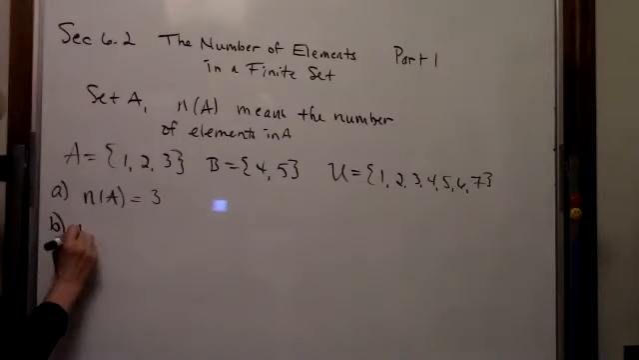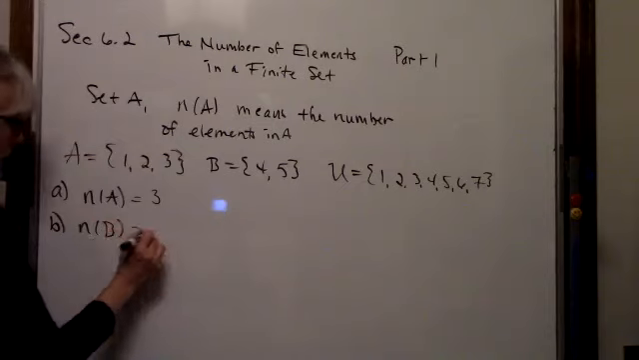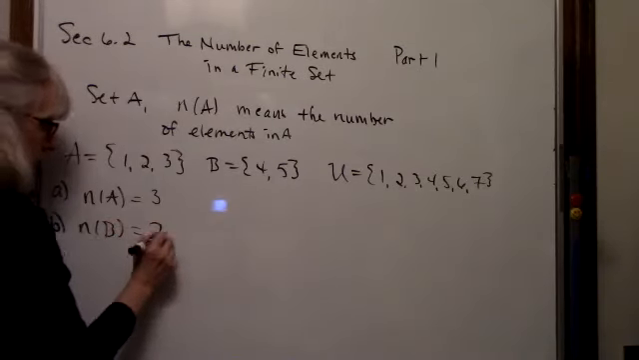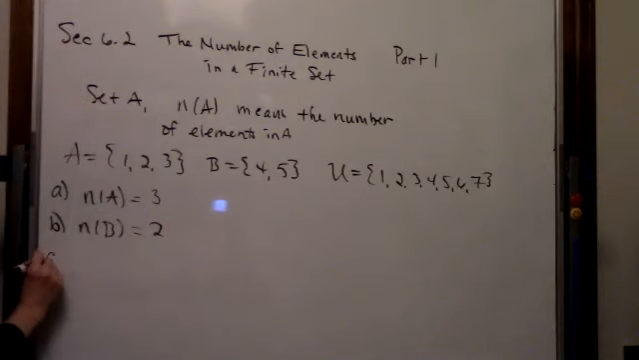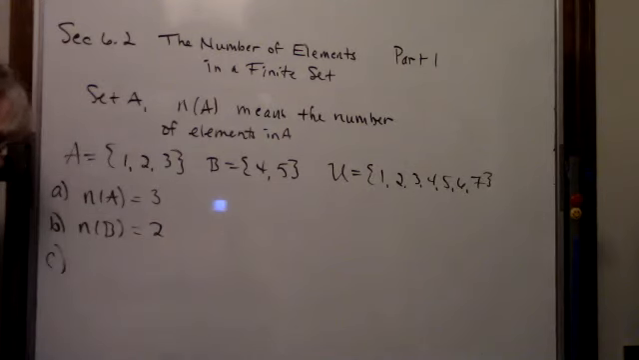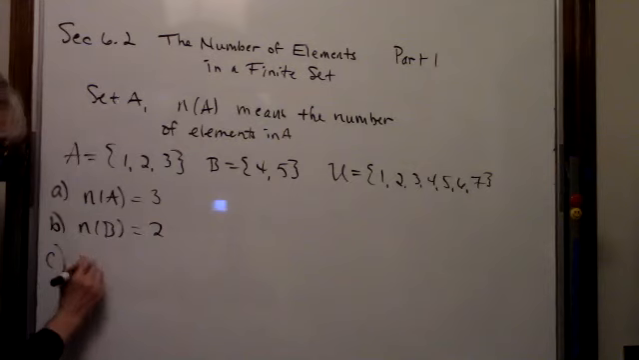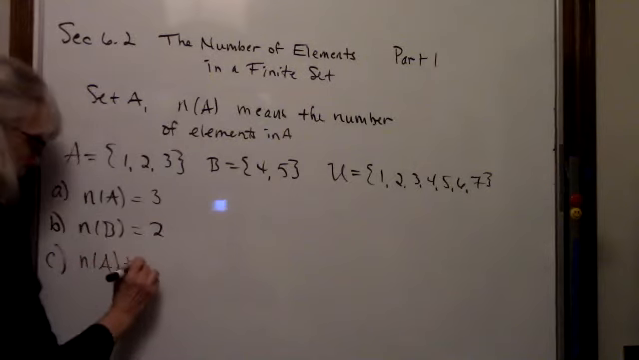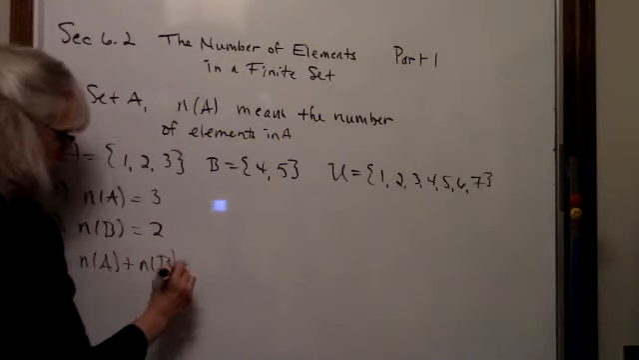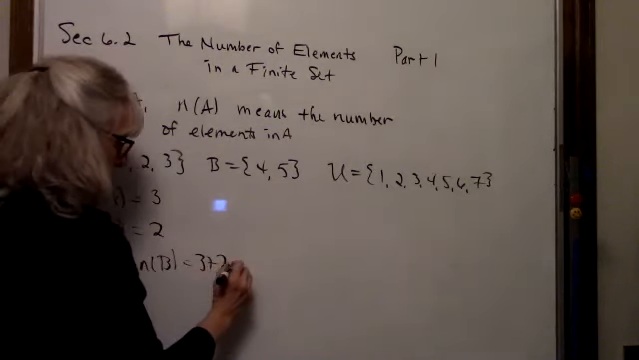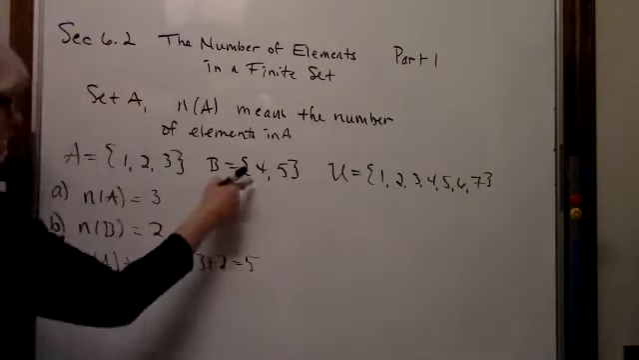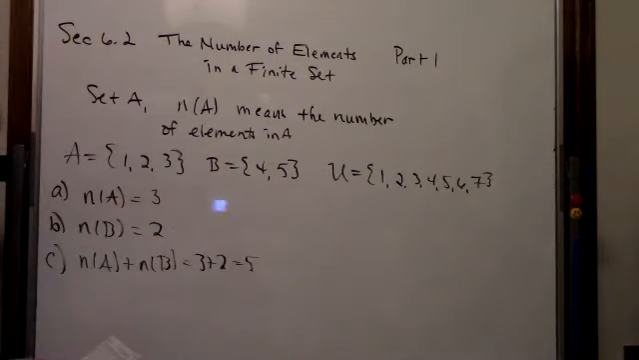Part B is asking for the number of elements in B. Well, we count 1, 2. B has 2 elements inside of it, so the number of elements in B is 2. Don't make it any more complicated than that. Part C is asking us for the number of elements in A plus the number of elements in B. We just take the 3 we found and the 2 we found and get a 5. So there are 5 things altogether in A plus B.